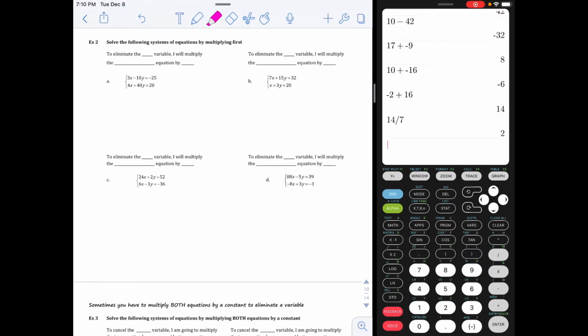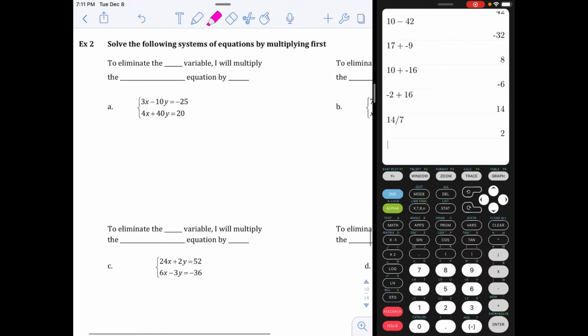So example 2, let's go 2a. I want to eliminate, I'm not quite sure, so let's look at that actual system here. So it doesn't look like any of the numbers are the same, right? I got a 3 and a 4 in front, okay, and then I have a 40 and a -10. So one thing I do like is I like the fact that the y's are already opposite signs, right? One's positive, one's negative. So I like that.